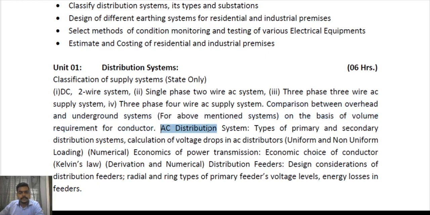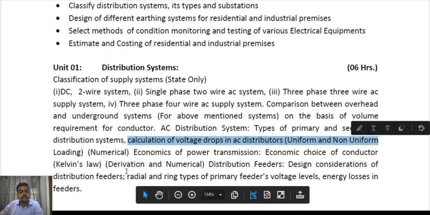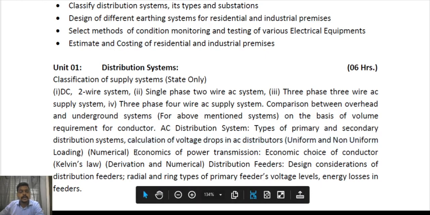After that we will discuss the AC distribution system. There are types: primary and secondary distribution systems. After this we will discuss the calculation of voltage drops in AC distributor, uniform and non-uniform. We will discuss the numericals, economics of power transmission, economic choice of conductor, that is Kelvin's law, which we have to follow. We will discuss the derivation along with the numerical.